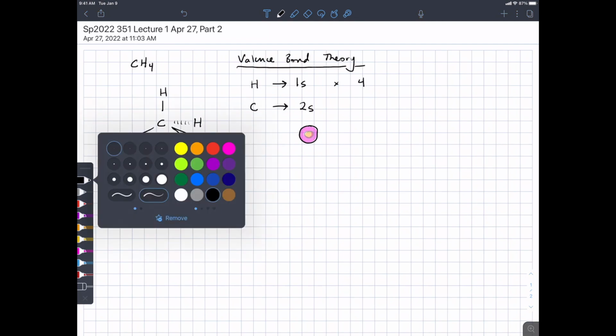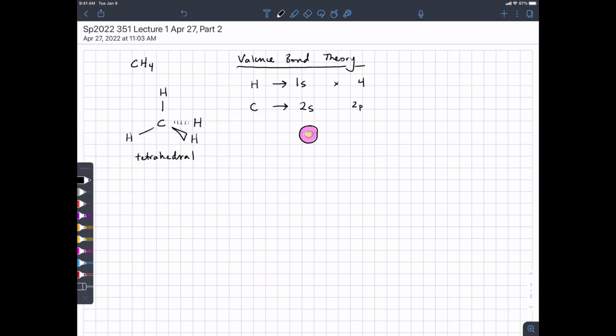And then there are 3 other orbitals, the 2px, the 2py, and the 2pz. And let's adopt a coordinate system where this is x, this is y, this is z.